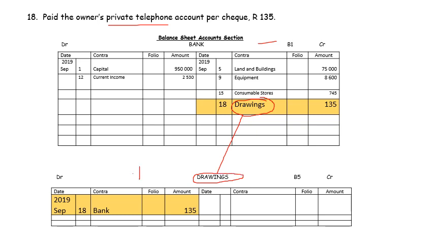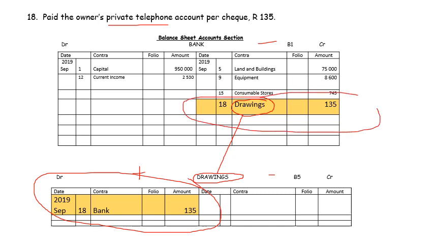Drawings increases on the debit side, decreases on the credit side. The money the owner takes increases his drawings. So on the debit side of drawings, the date, the amount, and the money came from the bank. Again, every debit needs to have a credit. Here is the debit. Can you see? You've debited drawings. There is the credit. You've credited bank account. Double entry principle says every debit needs a credit.